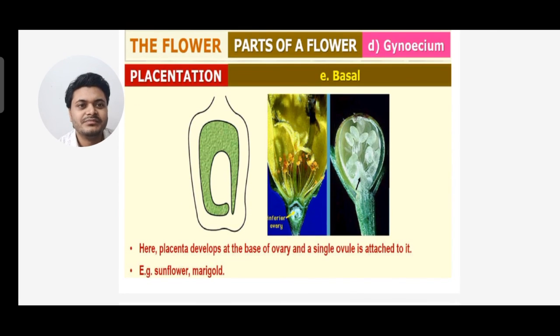Now next is basal placentation. You can see the structure on top. Here the placenta develops at the base of the ovary, which is why it is called basal, and a single ovule is attached to it. Examples are sunflower and marigold.